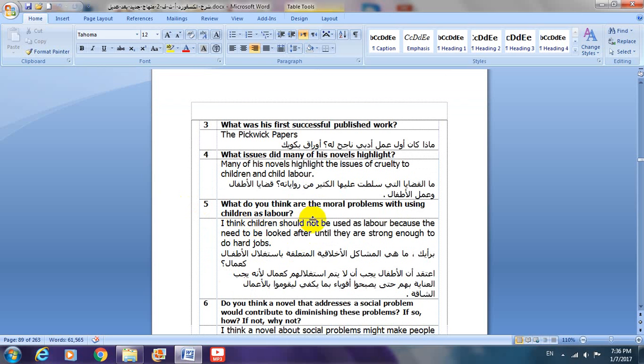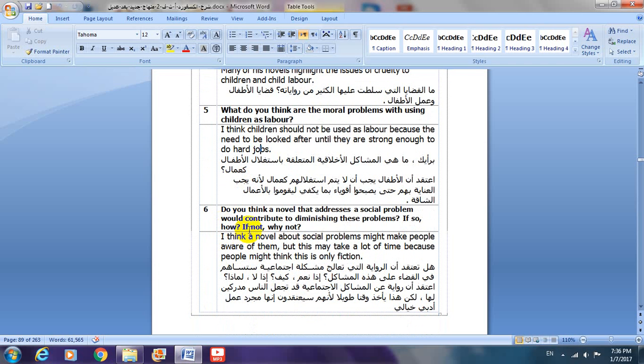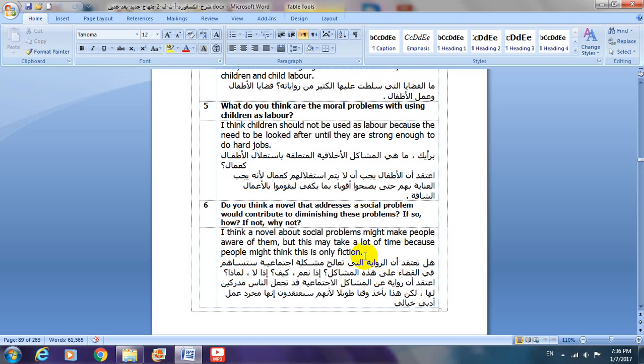5. What do you think are the problems with using children as labor? I think children should not be used as labor because they need to be looked after until they are strong enough to do hard jobs. 6. Do you think a novel that addresses a social problem would contribute to solving this problem? If so, how? If not, why not? I think a novel about social problems might make people aware of them, but this may take a lot of time because people might think that this is only fiction.